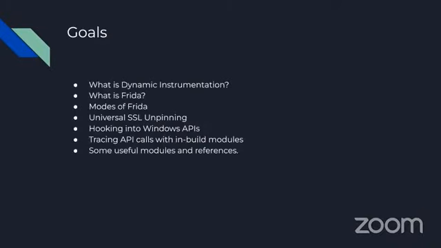So today we will be talking about dynamic instrumentation. What is dynamic instrumentation? What is the Frida framework? What are the different modes of Frida? And then we will be talking about what is certificate pinning and then certificate unpinning. We will be talking about how to hook into Windows API, because hooking into mobile APIs is quite easy when compared to the Windows API. We will be tracing the API calls with some inbuilt modules present in the Frida framework, on how we can call that particular API call, hook into it, change some values, and then we'll talk about some good Frida modules, and then the references which are present.